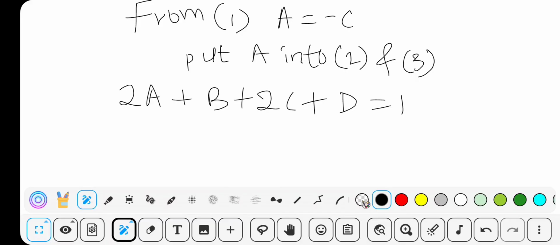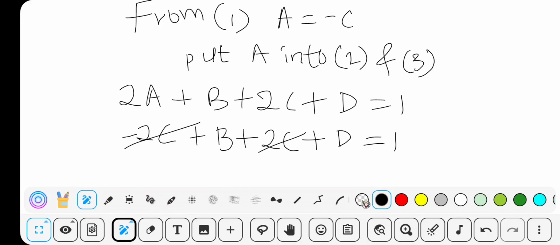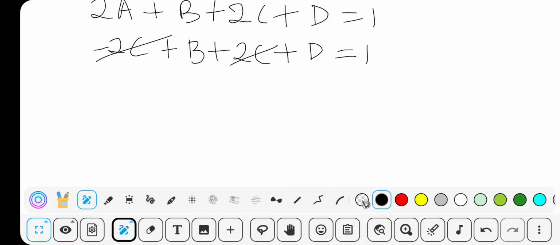So in place of a, I have substituted minus c. So that's why it's now minus 2c. Then plus b plus 2c plus d is equal to 1. The c terms cancel off. So we have b plus d is equal to 1. Equation 5.